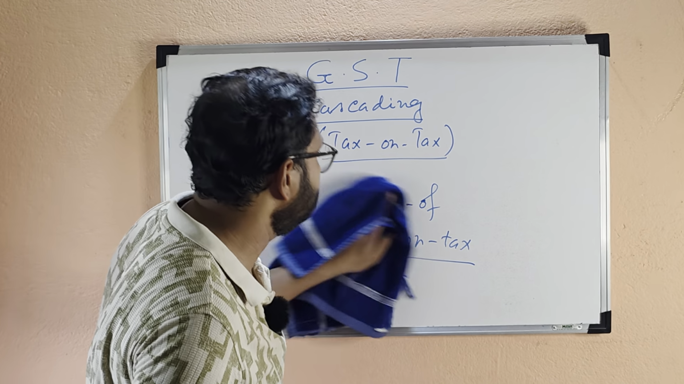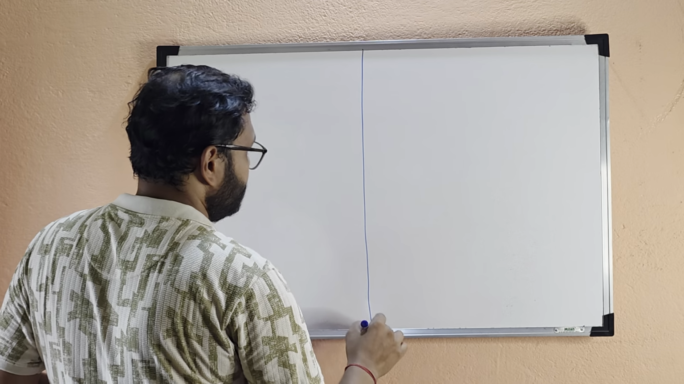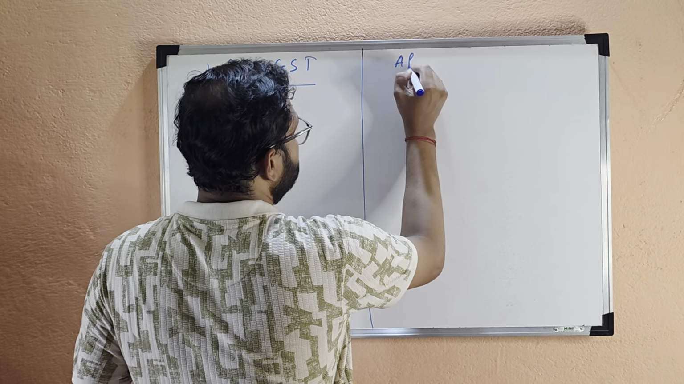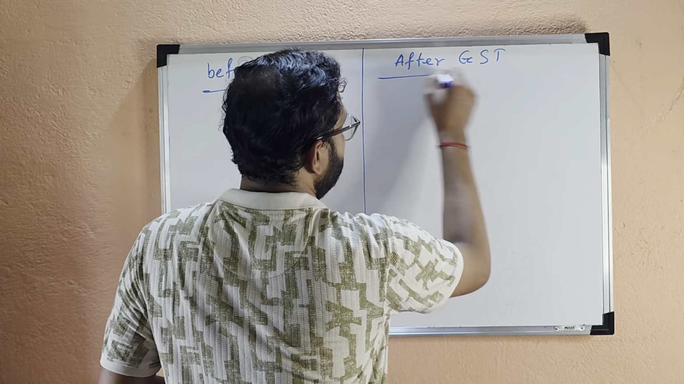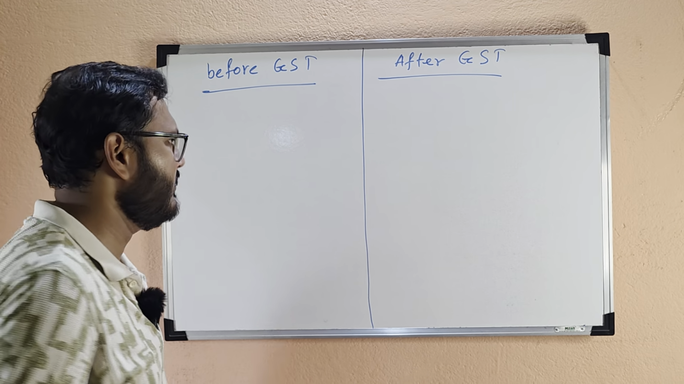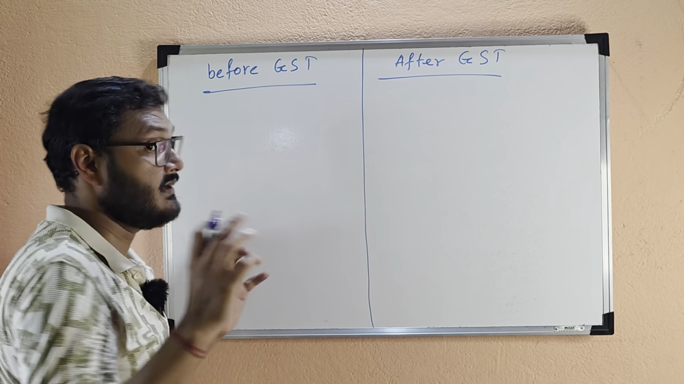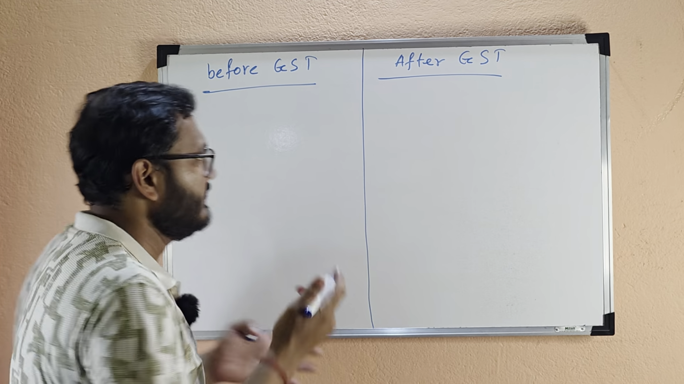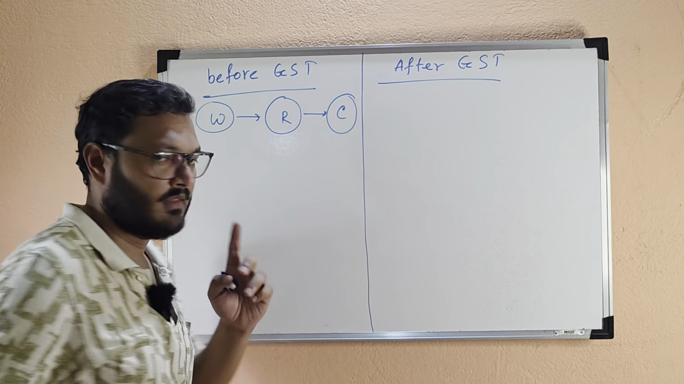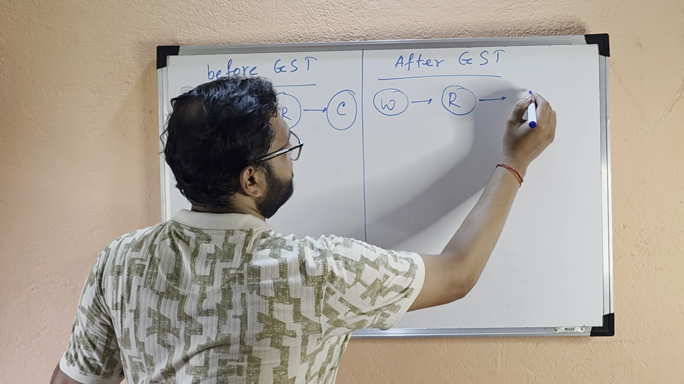Now we will understand cascading by one example. What was before 2017, before GST, and after GST? If we understand this simple example, everything will be clear. Minutely follow my video. Before GST, you first have to understand the supply chain. What is the supply chain? Wholesaler to retailer to consumer.